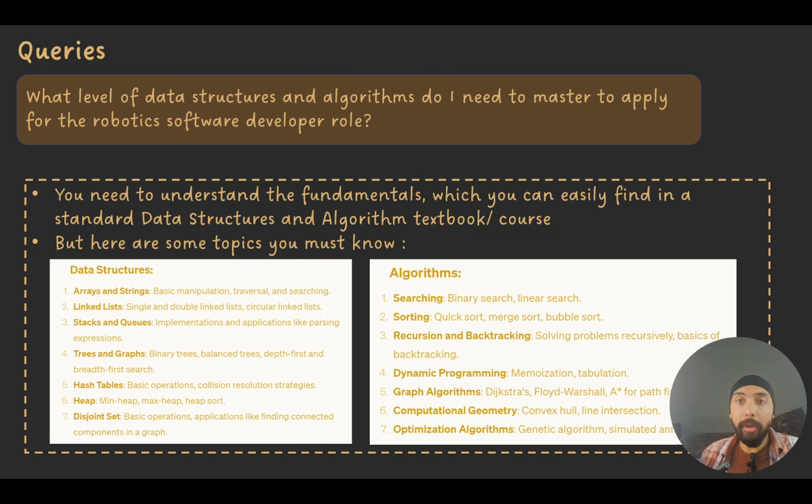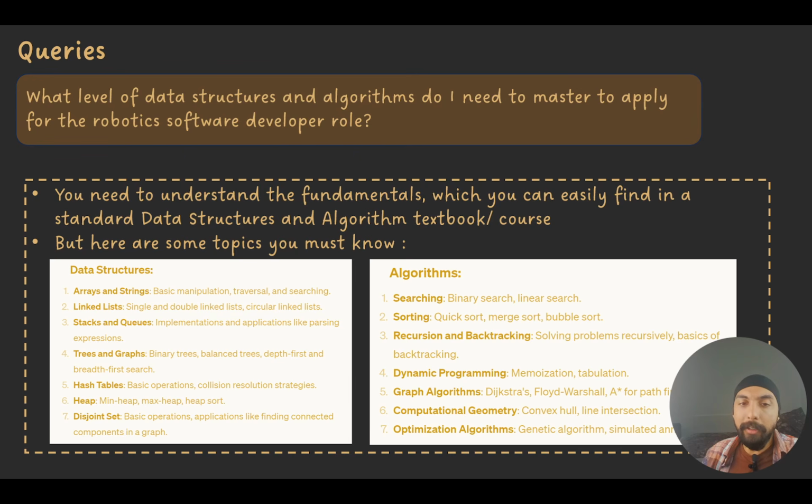What level of data structures and algorithms do I need to master to apply for a robotic software role? You need to understand the fundamentals, which you can easily find in a standard data structures and algorithms textbook or course. There are standard topics and algorithms, and I have listed some here. Arrays and strings, linked lists, stacks, queues, trees and graphs. A lot of people learn these in school, but also in their bachelors in computer science. So brush up these fundamental topics. Those should be sufficient. You can look up a standard data structures and algorithms textbook. I think it shouldn't be that hard to find.